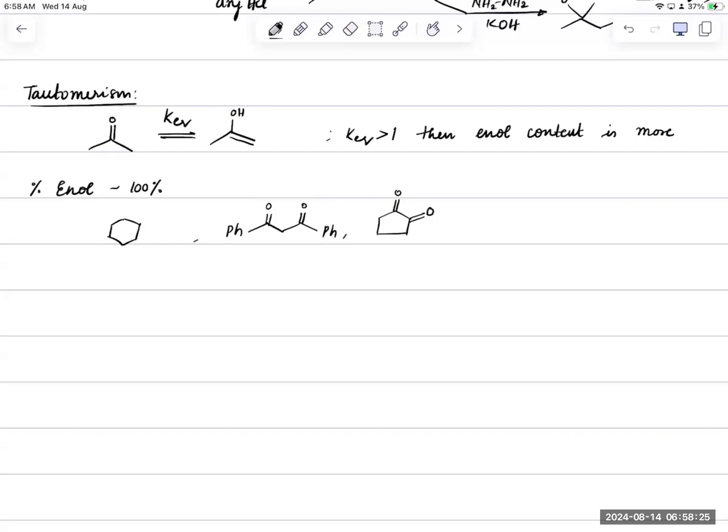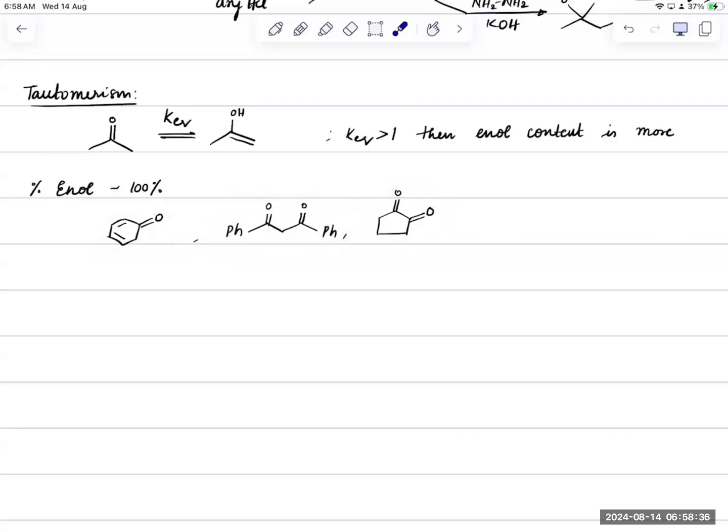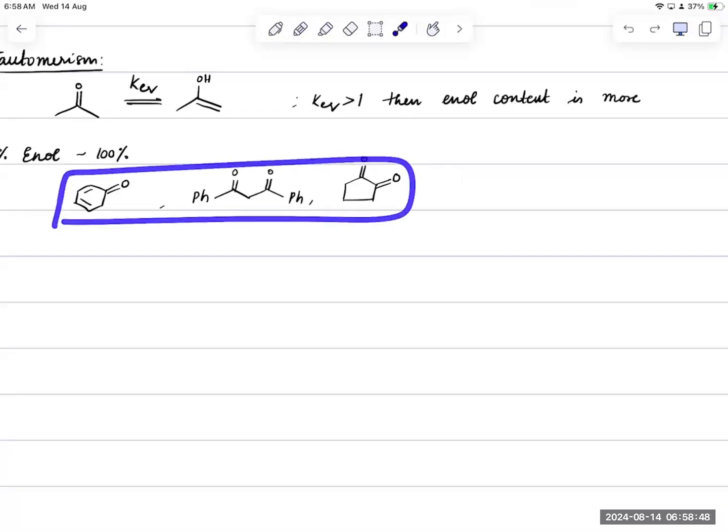Let me write down the keto part of it. This one. If I write the keto part of it, the respective enol for this one, and enol for this one, they'll be almost close to 100%. Like this, any stabilizing factors, if you notice, they'll be 100%.